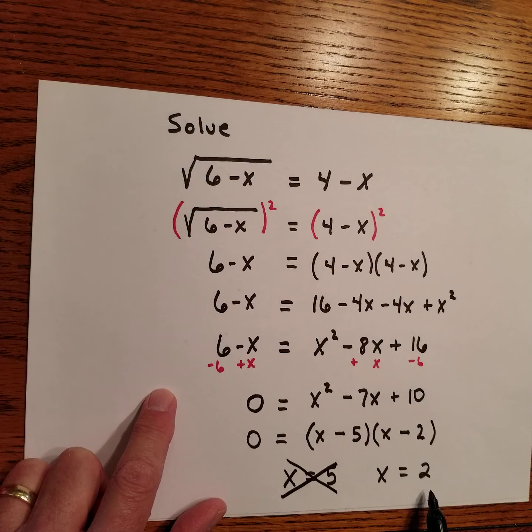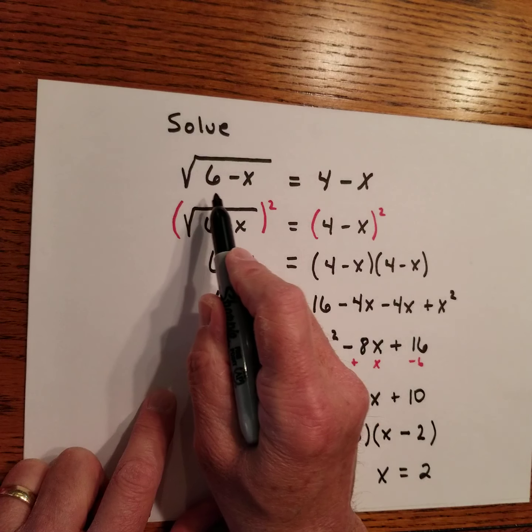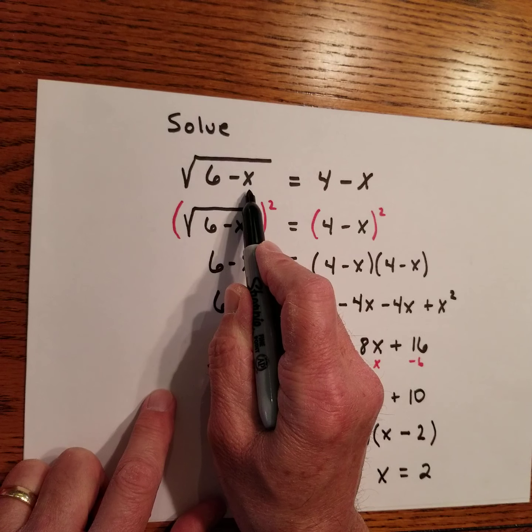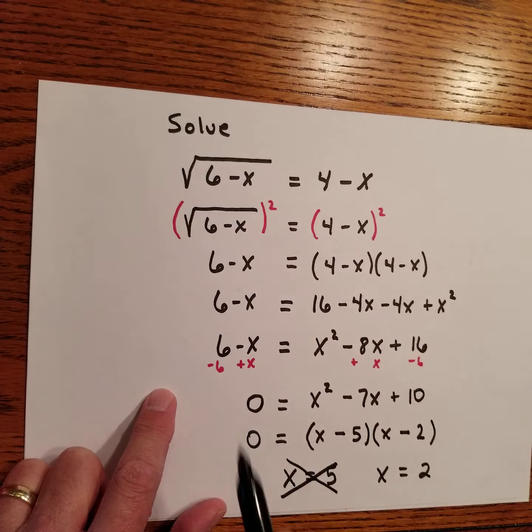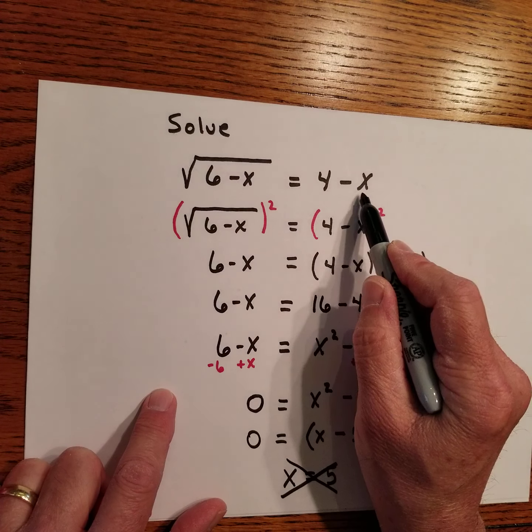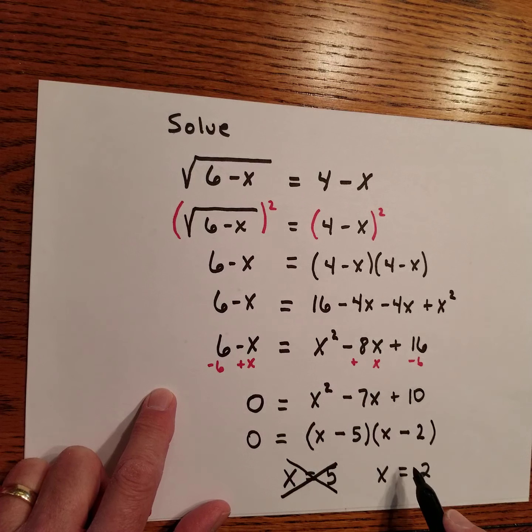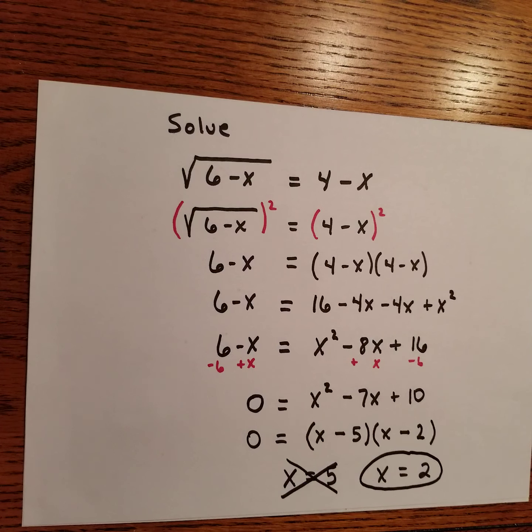Let's see if the 2 does. When I plug in 2, 6 minus 2 is 4, and the square root of 4 is 2. Plug the same 2 in there, and 4 minus 2 is 2. 2 works when I plug it in. That's really the only good answer to that equation.